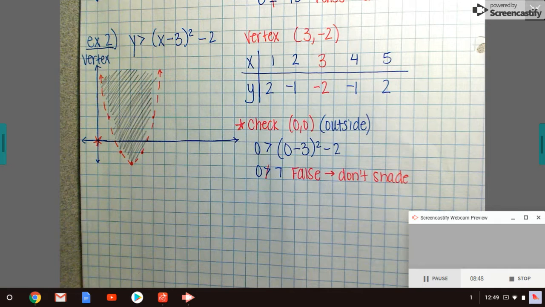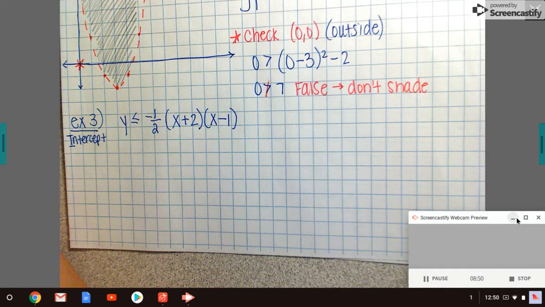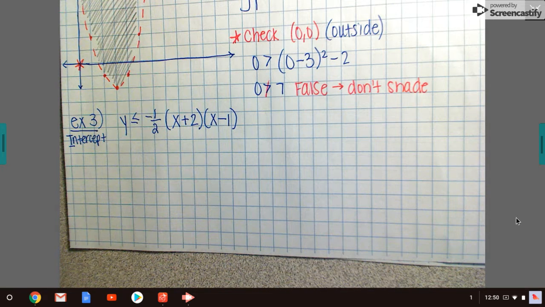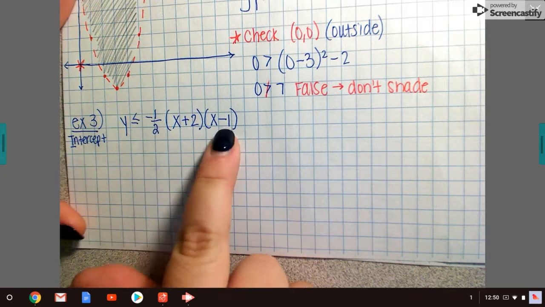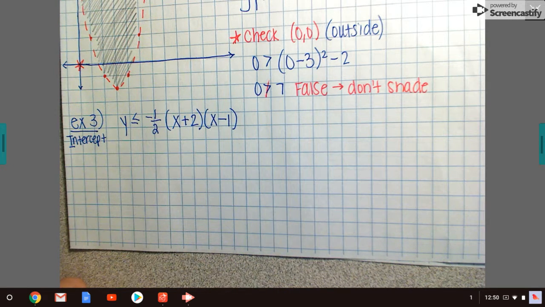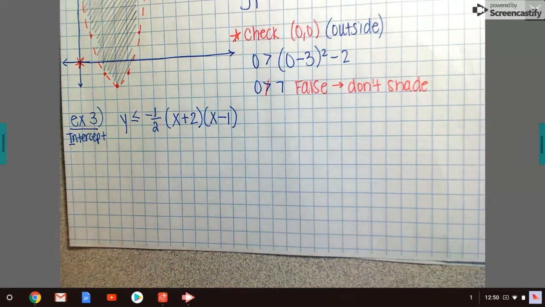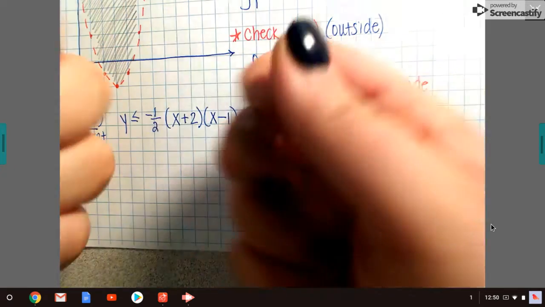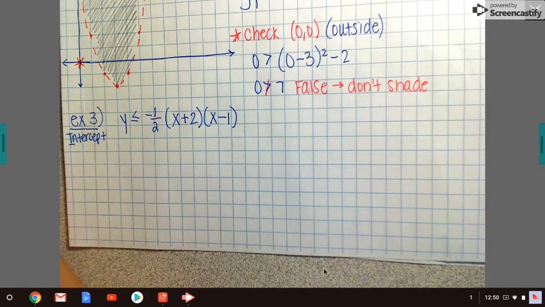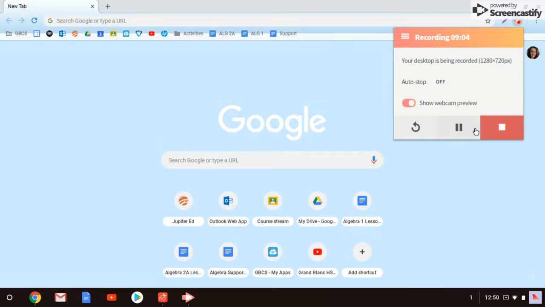All right, we've got one more. Our last one here is going to be in intercept form. So we already have 2 intercepts right off the bat that we can graph. And I noticed that it's going to be stretched out horizontally. It's like we pulled it apart like a rubber band. So let's try that one.